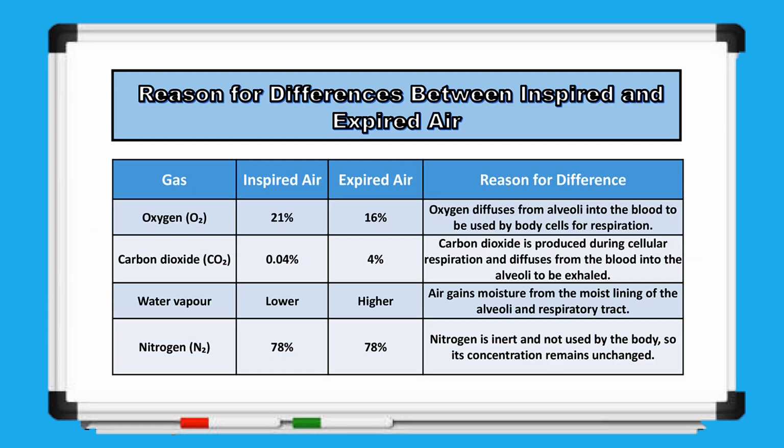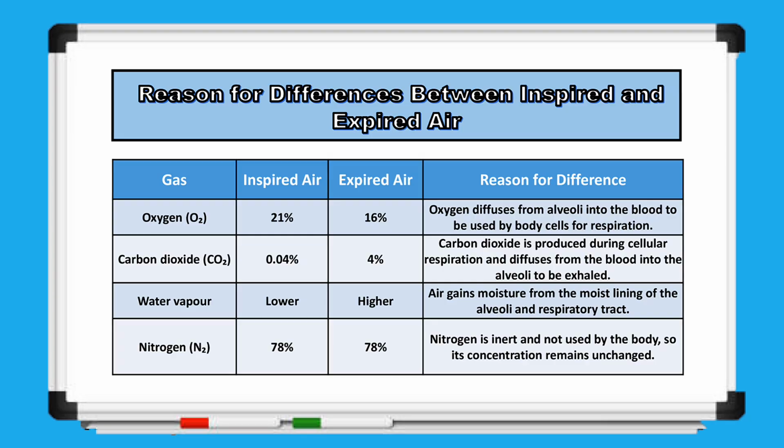Now let's look at the reasons for the differences between inspired and expired air. The oxygen content in inspired air is about 21%, while in expired air it drops to around 16%. This happens because oxygen diffuses from the alveoli into the bloodstream, where it is used by body cells for respiration to release energy. The amount of carbon dioxide in inspired air is only about 0.04%, but it increases to around 4% in expired air. This increase occurs because carbon dioxide is produced as a waste gas during cellular respiration and moves from the blood into the alveoli to be breathed out.